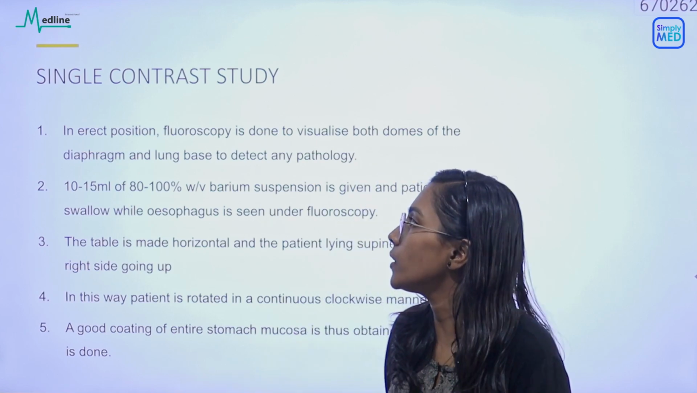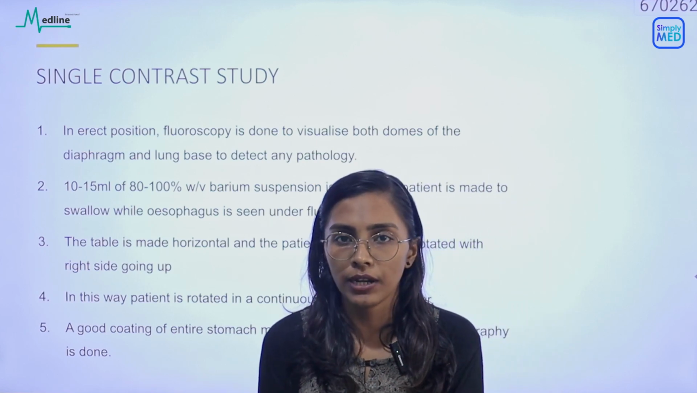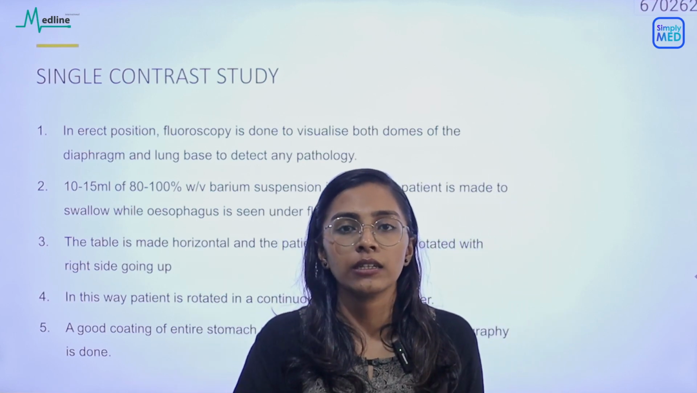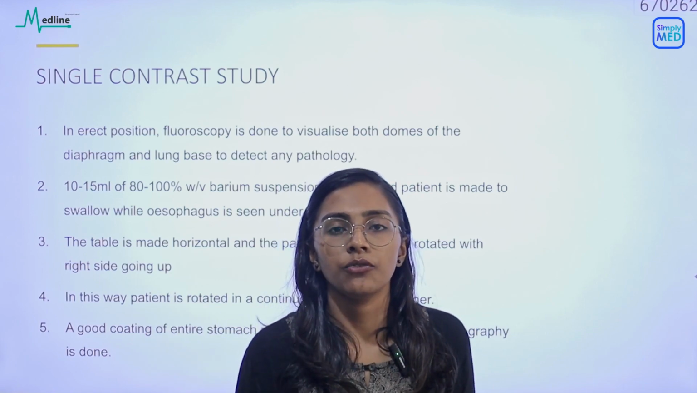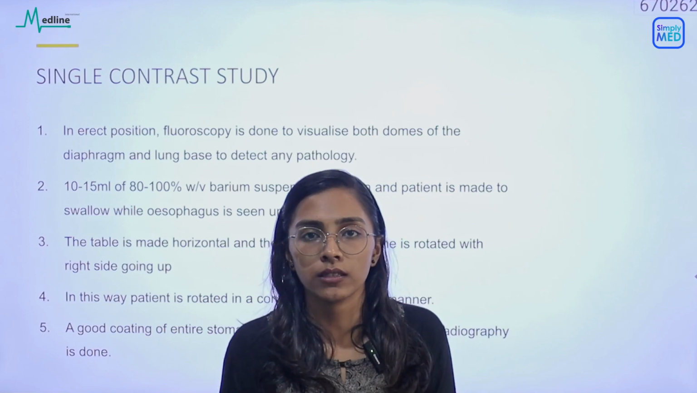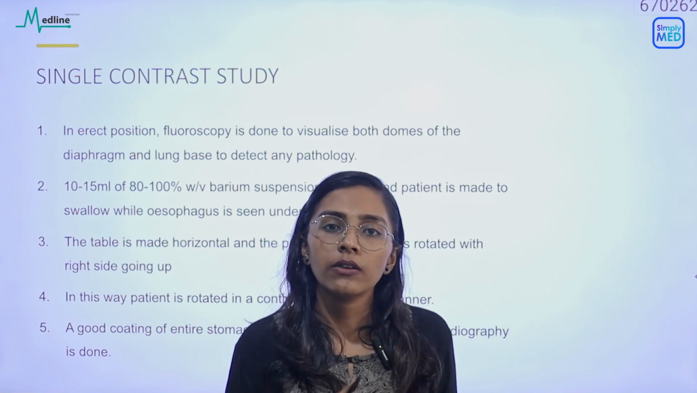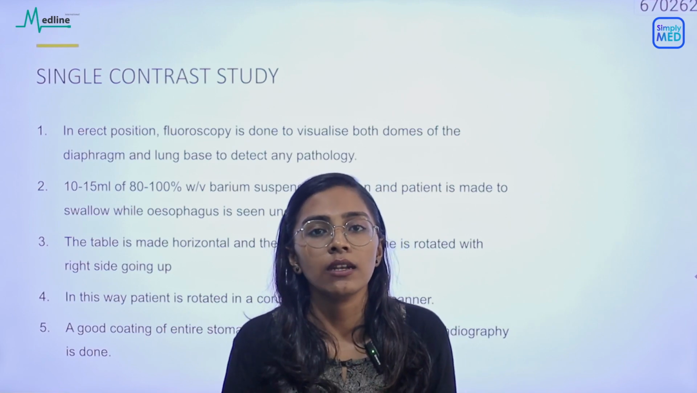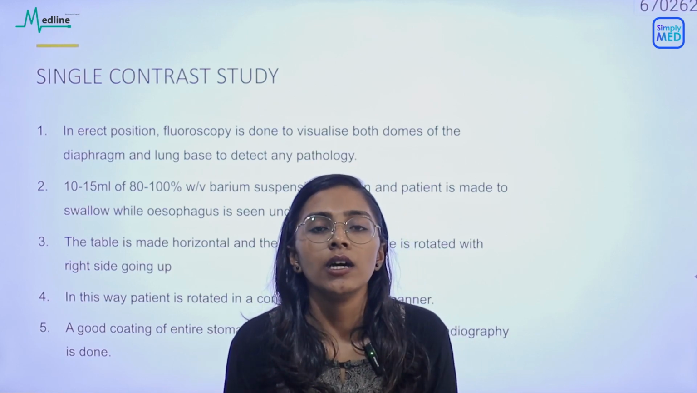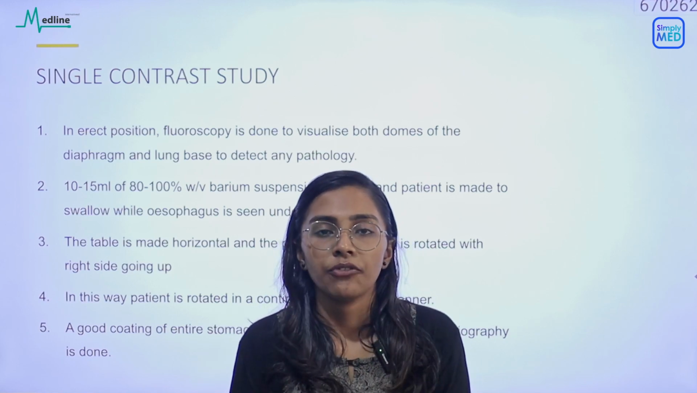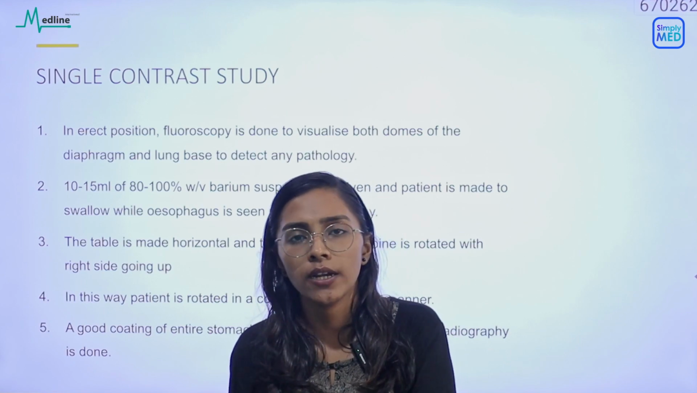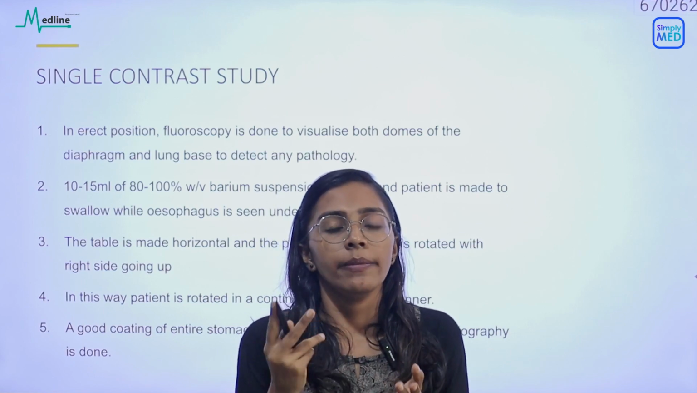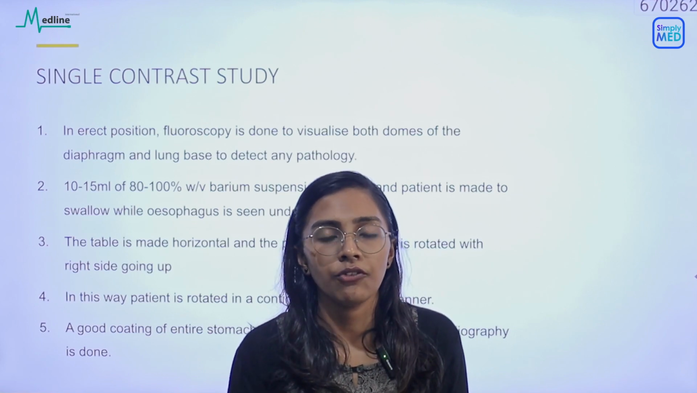Okay, now let's start with single contrast study. Okay, so first what we do is we'll do a preliminary filling. Okay, so in erect position we can just do a fluoroscopy so that we can screen out the chest part, look for the thorax and lung apices and all. So to rule out that, we can do a preliminary study. Then next we can give the barium sulfate suspension orally around 10 to 15 ml of 80 to 100 percentage weight by weight barium sulfate solution is given orally.